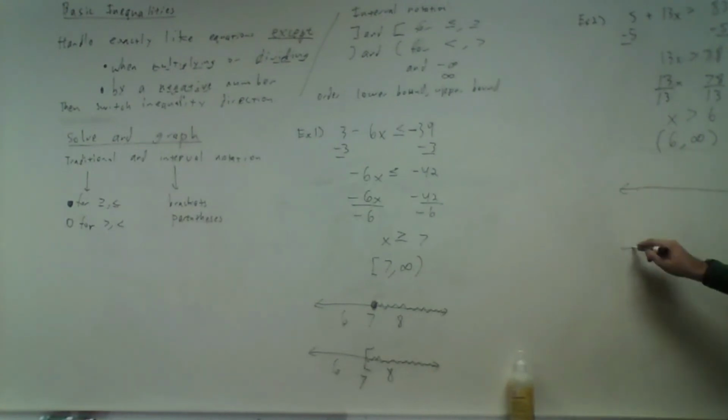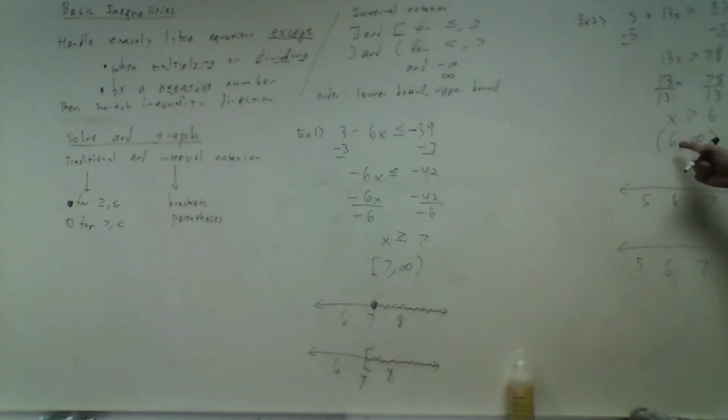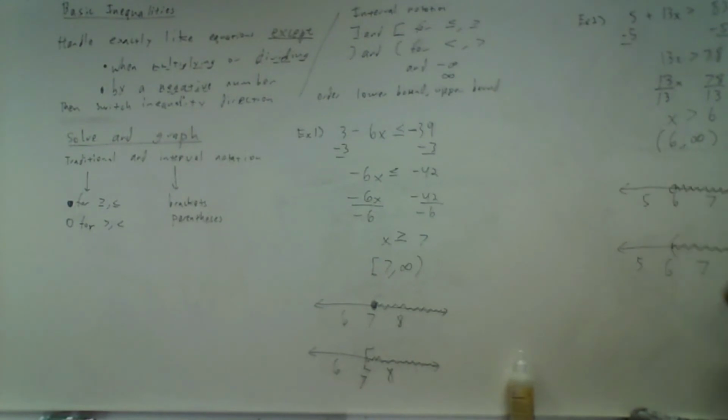I've got two graphs here. 5, 6, 7. So, the numbers that are greater than 6 are over here. In interval notation, I will enclose with a rounded parenthesis. In conventional or traditional notation, I'd use a rounded, open dot. Like so.